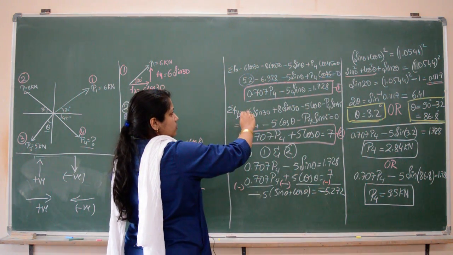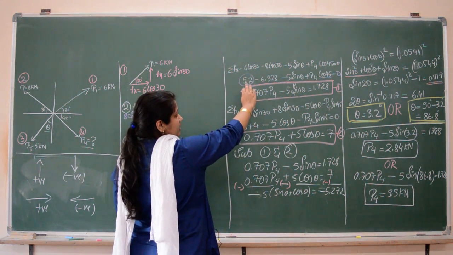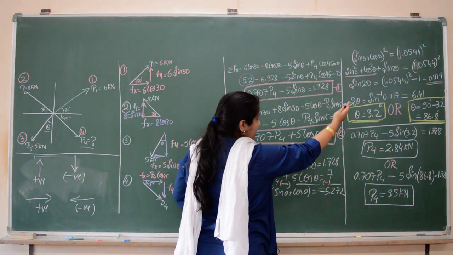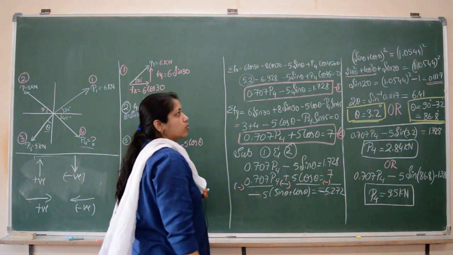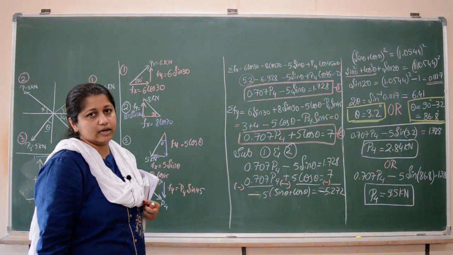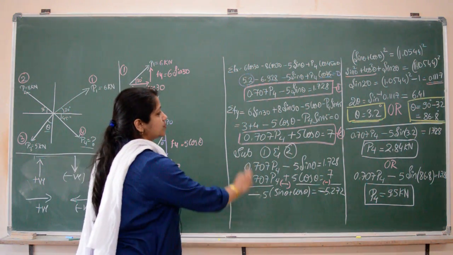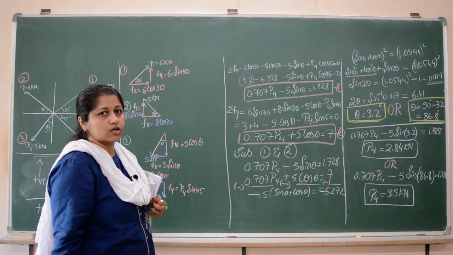So whichever components I am able to solve, I have solved, and I have taken them to my right hand side, because of which I have got plus 1.728. This becomes my first equation.